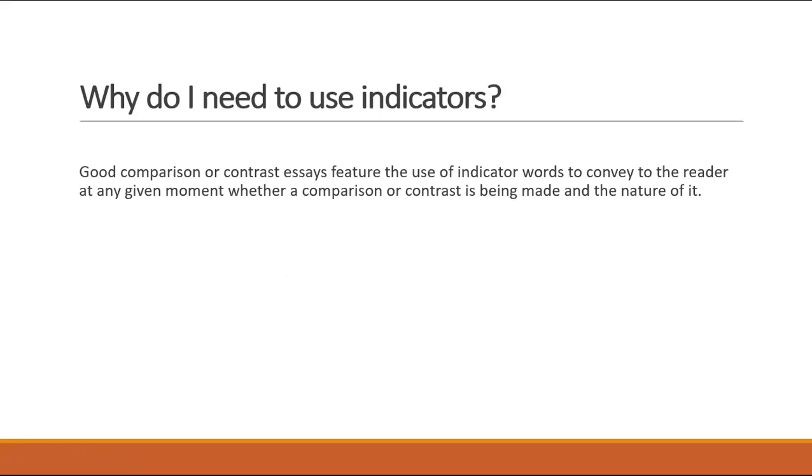Yes, you're right. Whether we are going to differentiate them or we are going to bring out the similarities between them, right? When we say similarly, that means we want to talk about the similar aspect of the other subject. And when we say whereas or on the other hand, that means we are going to talk about the difference, right? So we want to organize the ideas, we want to make the difference clear, and of course we want to give them an idea whether the quality is different or similar, okay? A good comparison or contrast essay features the use of indicator words to convey to the reader at any moment whether comparison or contrast is being made and the nature of it.